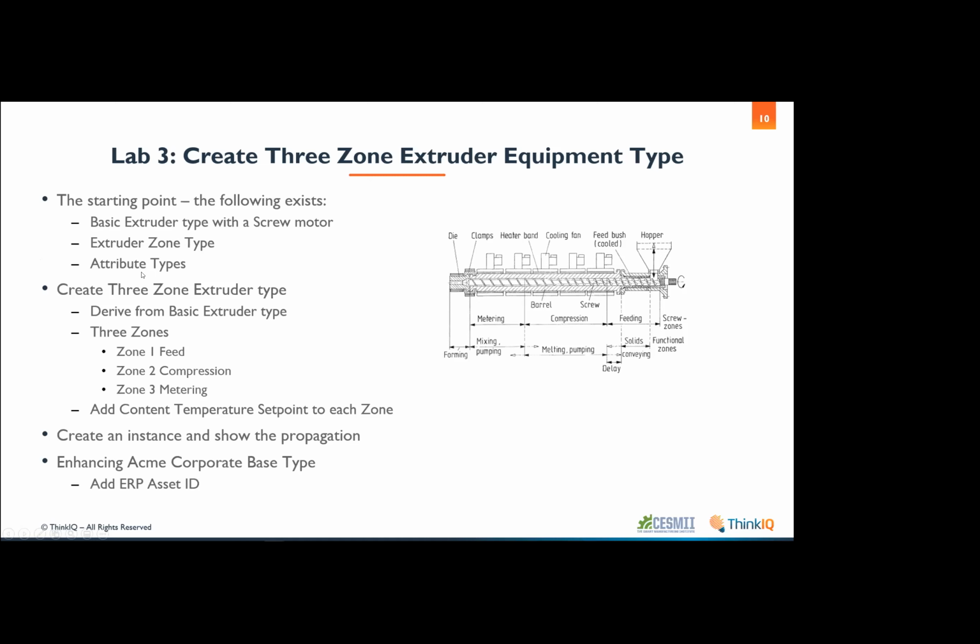What we're going to do is create a 3-zone extruder type, derived from the basic extruder type. Then we're going to add 3 zones to it, add a constant temperature set point to each zone, and then create an instance of this and show how it propagates.